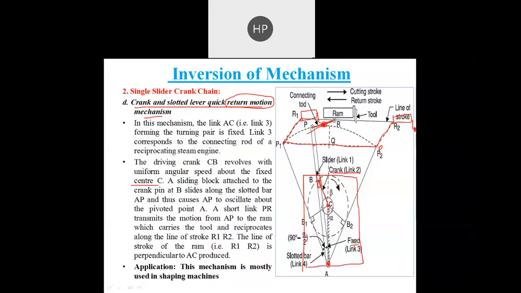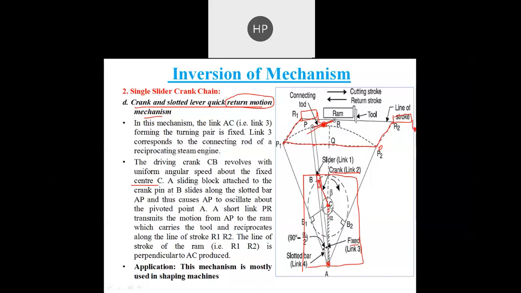But according to that, we have this attached link, and from that we will get the return stroke as well as the cutting stroke. Here you can see we have 4 links. This is the slider, which is our link number 1. This crank is our link number 2. This fixed link AC is our link number 3, and this slotted bar is our link number 4.